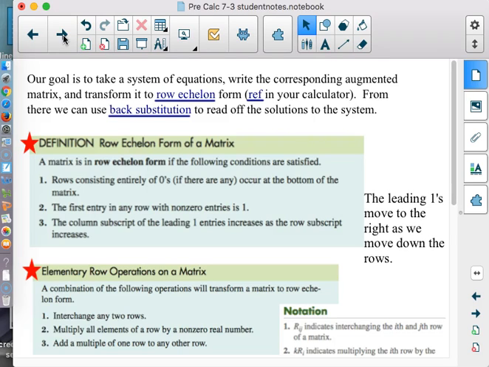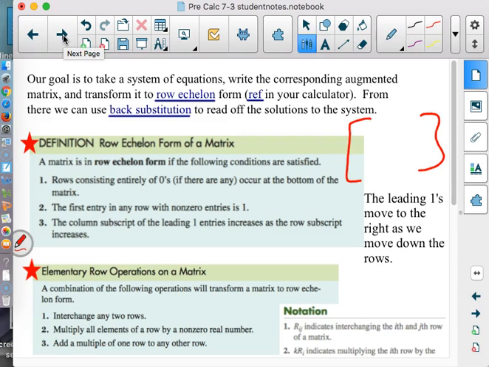Definition, row echelon form of a matrix. A matrix is in row echelon form if the following conditions are satisfied. Rows consisting entirely of 0s, if there are any, occur just at the bottom of the matrix. The first entry in any row with non-zero entries is 1, so 0s before the 1s. And the column subscript of the leading 1 entries increases as the row subscript increases. Oh my gosh, they make that sound so hard. All we want to do is make sure we have 1s on that diagonal and 0s for anything to the left and below. And that will allow us to have things in row echelon form.